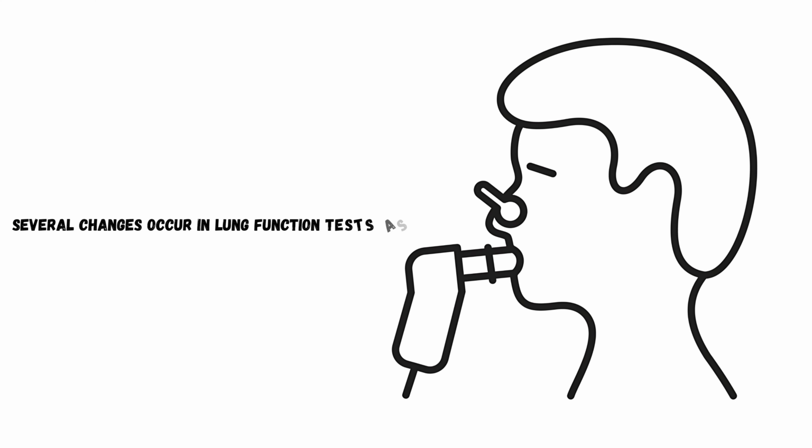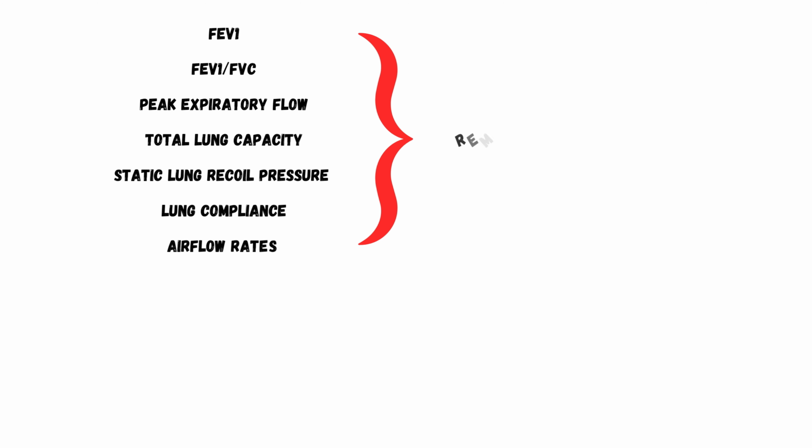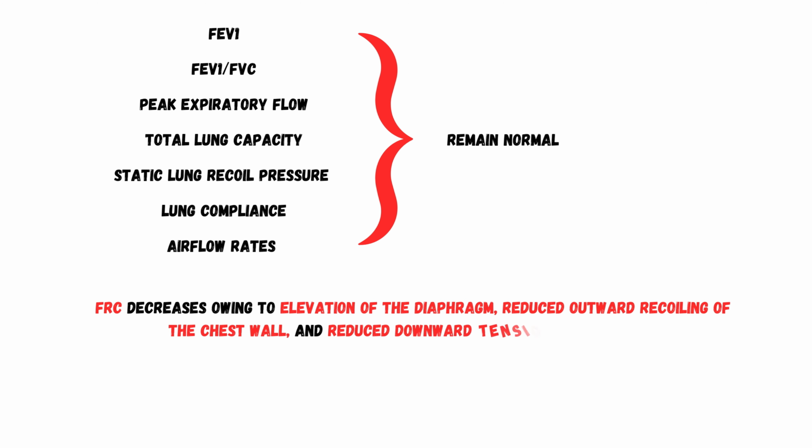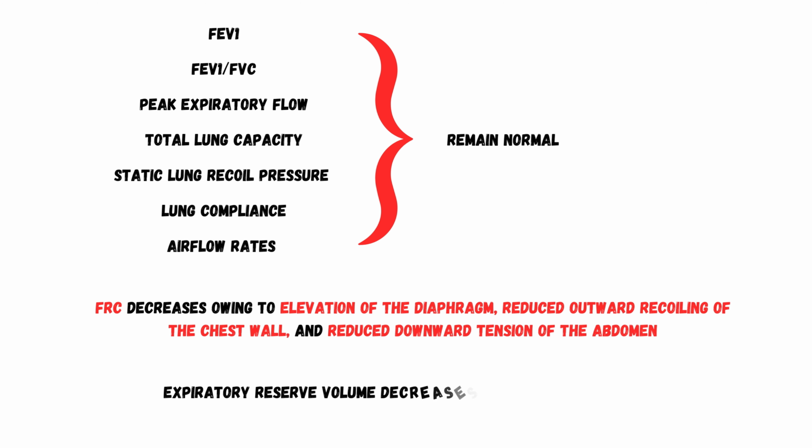Several changes occur in lung function tests as well. During pregnancy, the FEV1 to FVC ratio, peak expiratory flow, total lung capacity, static lung recoil pressure, lung compliances, and airflow rates remain normal. Functional residual capacity decreases owing to elevation of the diaphragm, reduced outward recoiling of the chest wall, and reduced downward tension of the abdomen. Expiratory reserve volume decreases by about 200 milliliters.